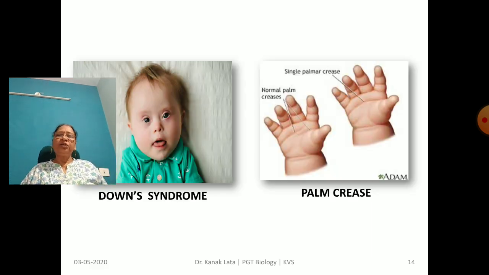This is the child showing Down syndrome, as well as the Down syndrome palm crease. You will find here that in case of that diseased child, the palm crease is straight.